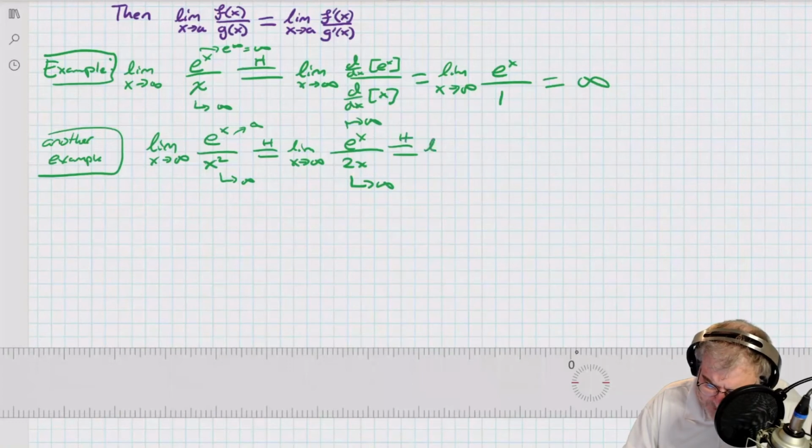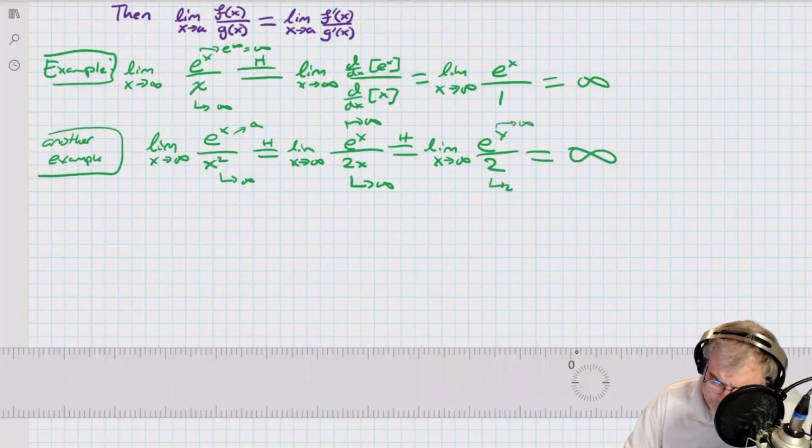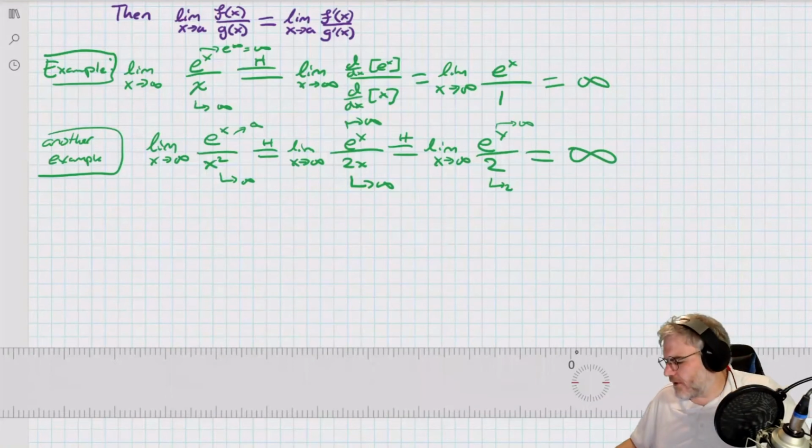Let's take the derivatives again. The limit as x goes to infinity of e to the x over 2. This goes to infinity. This goes to 2. That's not a problem. Okay, so that one I could apply twice. Any questions about that?